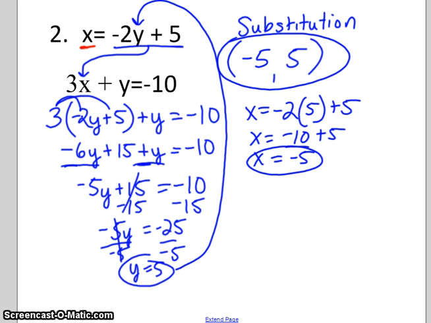If you're not sure you did it right, plug the two answers into one of the original equations. We know x is negative 5 and y is 5, so we could see if it works. 3 times negative 5 is negative 15, plus y was 5, 5 equals negative 10. Negative 15 plus 5 equals negative 10? Yeah.